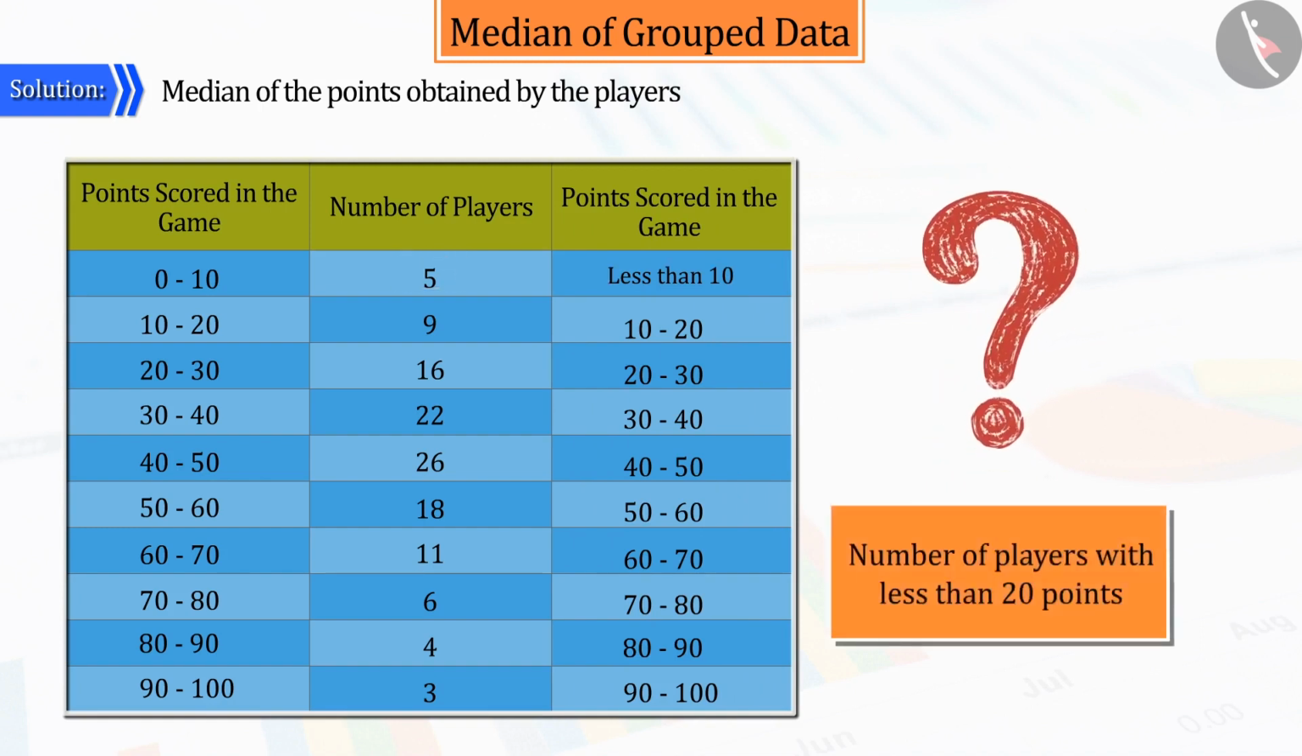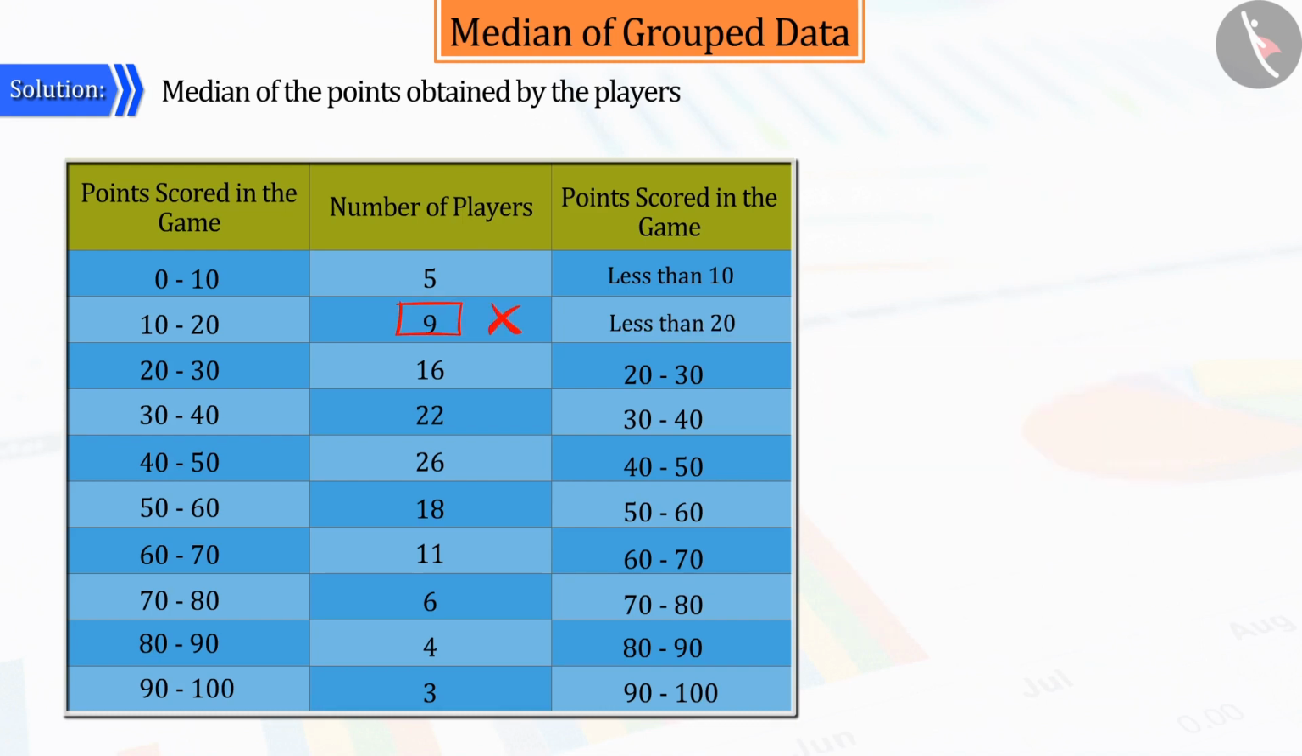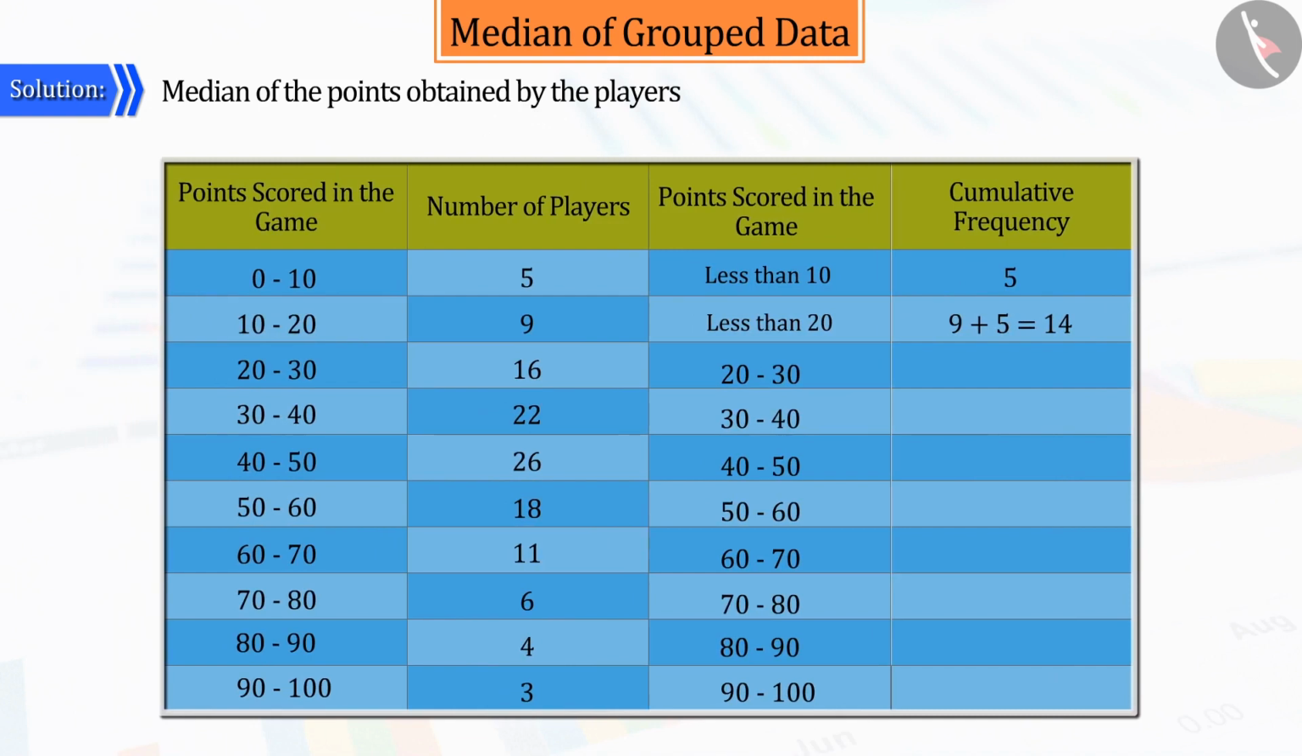Now tell how many players got less than 20 points? No. If you think 9 players, it would be a wrong answer. Rather, here, the number of players scoring less than 20 points will be 14. Because here, those players will also be included who have scored points between the class interval 0 to 10, and those players will also be included who have scored between class interval 10 to 20. Where 14 is the cumulative frequency of class 10 to 20.